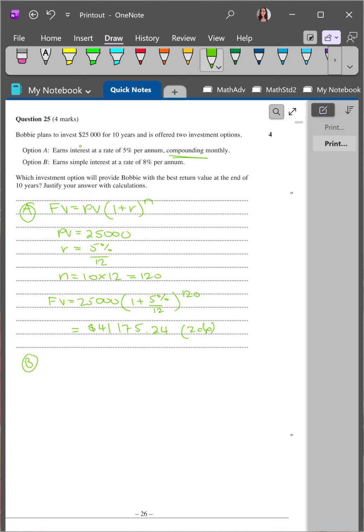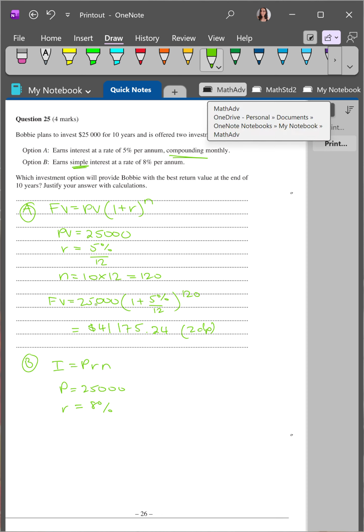Option B, it says it earns simple interest at a rate of 8% per annum. So over here, the formula is interest equals principal times rate times period. Okay, so our principal is $25,000 again. Our rate is 8% per annum. So that stays as 8% because they've given it to us as 8% per annum. In simple interest, it doesn't compound, so we don't have to worry about converting that. And then N, our period, is going to be 10 years.